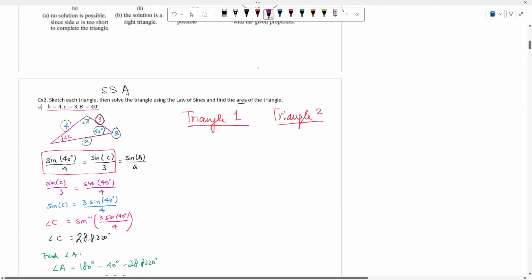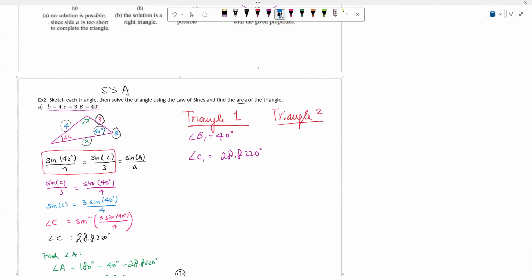So to triangle 1, we actually have an angle B sub 1 is 40 degrees. The angle C sub 1 is 28.8220. And then based on this, we find out that the angle A sub 1 is 180 minus 40 degrees minus 28.8220. Okay. So it ends up that we have 111.1780 degrees right here.